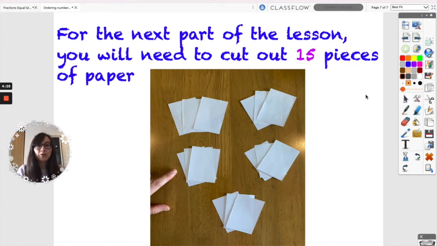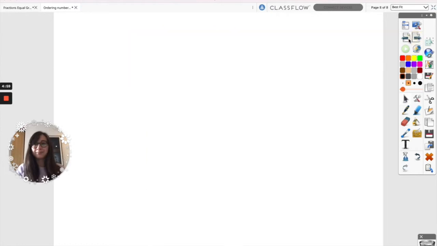For the next part of the lesson, you will need to cut out 15 pieces of paper that look like this. So they're about this big, so not very big, but you need 15 of them because in the next part of the lesson, we are going to be writing numbers on the pieces of paper and putting them in order. So that's what you need to do now. Cut out 15 pieces of paper. They don't need to be as neat as mine, as long as you have 15.